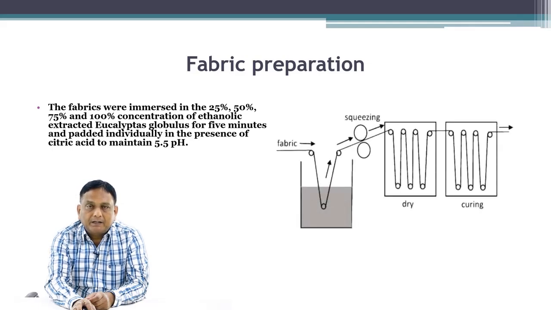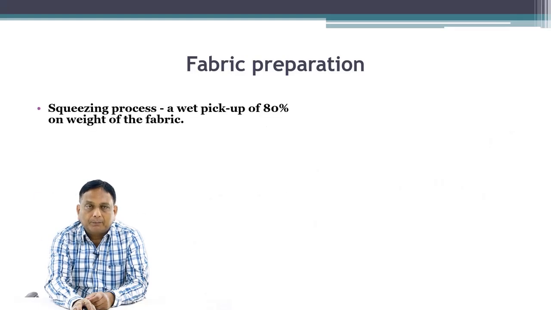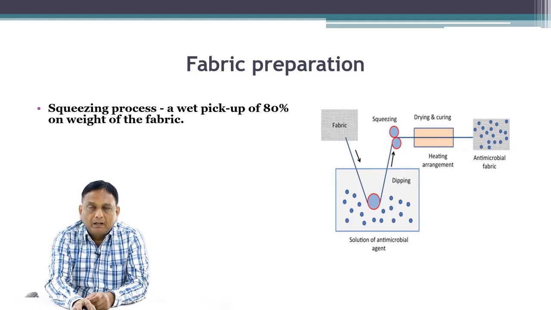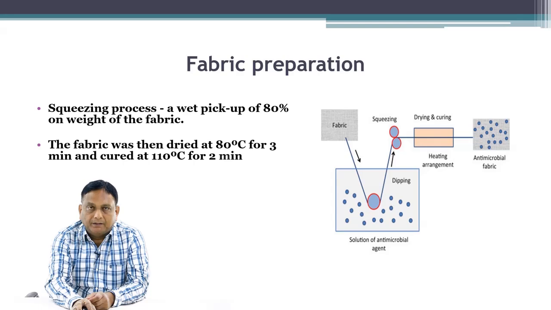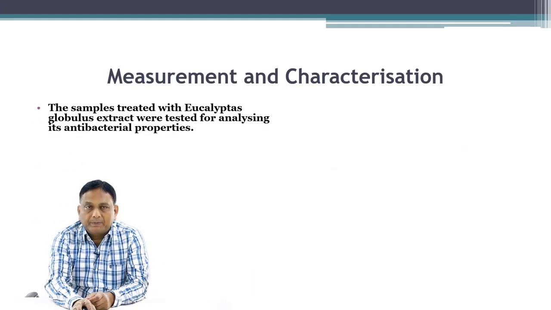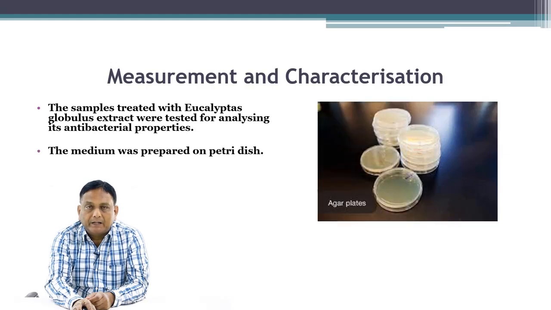The process is padding with the solution. The fabric is then dried and cured at a higher temperature, squeezing to get some wet pickup of the material, and finally we get the antimicrobial fabric. The fabric was dried at 80 degrees centigrade for 3 minutes and cured at 110 degrees centigrade for 2 minutes. As for measurement and calculation, different types of analysis are done for these antimicrobial activities.